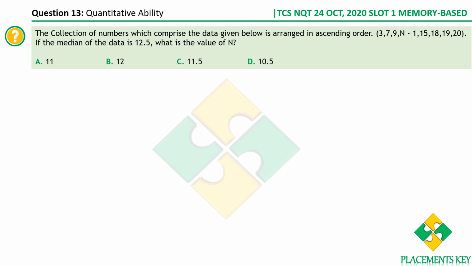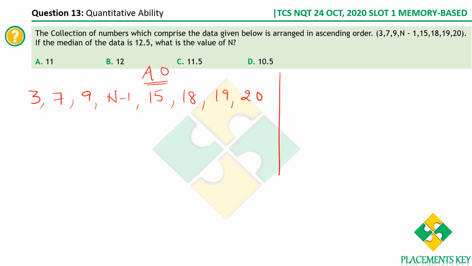The collection of numbers which comprise the data given below is arranged in ascending order. Let me write down the numbers first: 3, 7, 9, n minus 1, 15, 18, 19, and then 20. They are already arranged in the ascending order, the increasing order. The median of the data is 12.5. So we are already given the median.